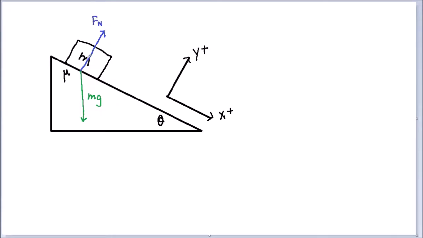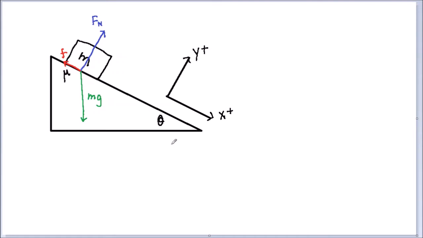And finally, as the block moves down the ramp, as you might imagine, there's going to be a friction force. And the friction force is going to act against the direction of motion, so this way. We're going to just label this as small f, as we sometimes do for friction.